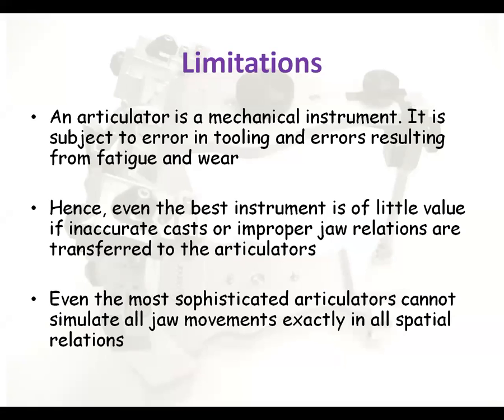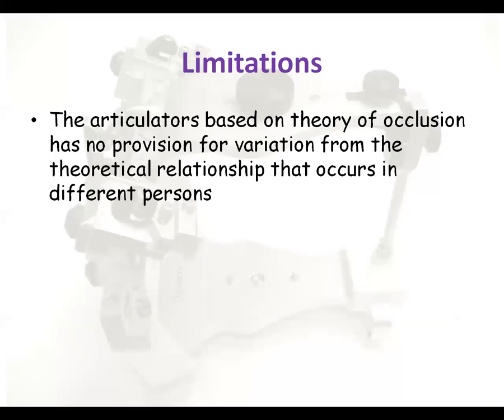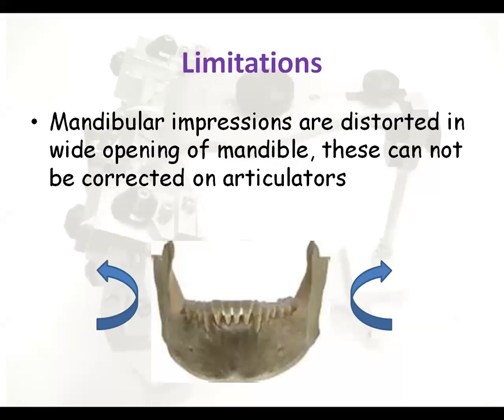Some articulators do not simulate all the jaw movements. That is the partial requirement for the articulator. Based on the theory of occlusion, there is no provision for variation, and the theoretical part is again different from person to person. Now we see the mandibular impressions are distorted in the wide opening of the mandible, so that cannot be corrected in the articulator. It is very difficult to correct those distorted impressions of the wide opening of the mandible in the articulator. This is one of the limitations of your articulator.